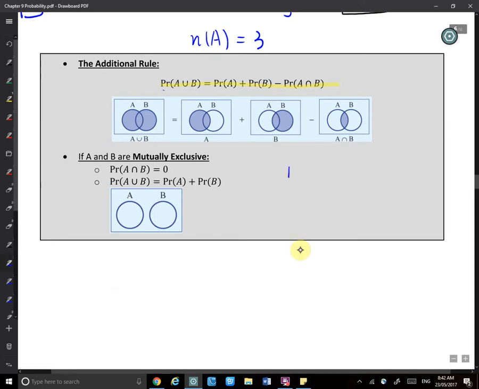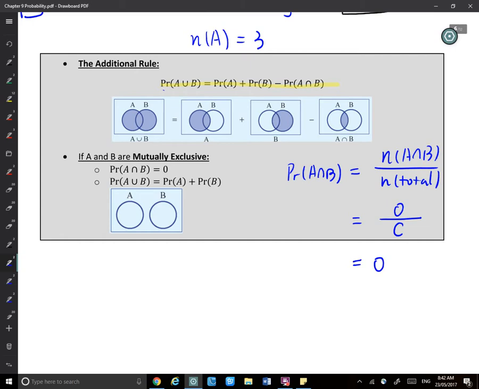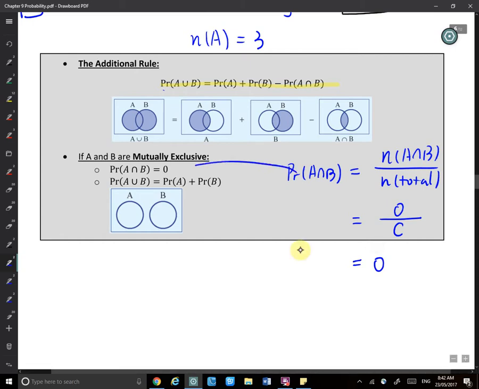So the probability of A intersects B for mutually exclusive sets is the number of elements in A intersects B over the number of total elements in the universal set. Then you have 0 elements in that. I don't know how many in total, let's say we have c of that, but that will give you 0, because the numerator is 0. So the probability of A intersects B equals 0.